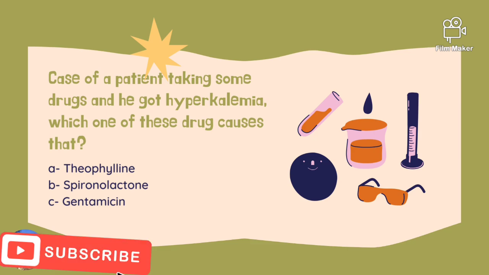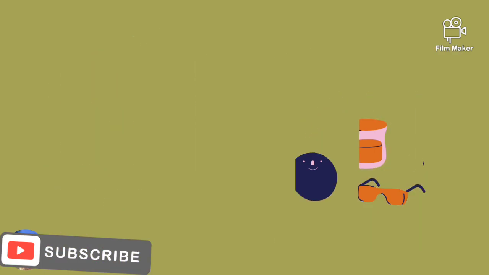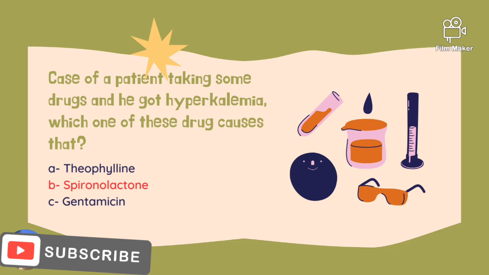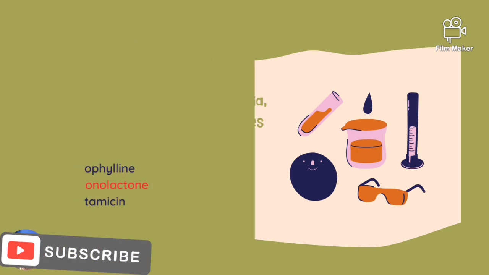Case of a patient taking some drugs and he got hyperkalemia. Which one of these drugs causes that? A. Furosemide. B. Spironolactone. C. Gentamicin. Spironolactone is a class of medication called aldosterone receptor antagonists, and that can cause severe hyperkalemia. So the answer will be B. Spironolactone.